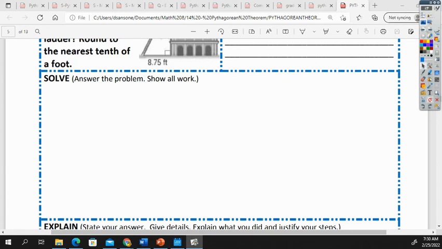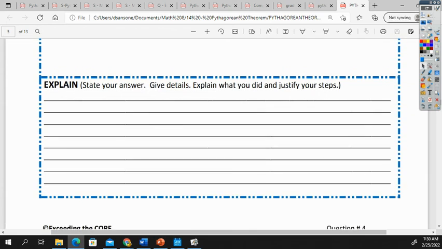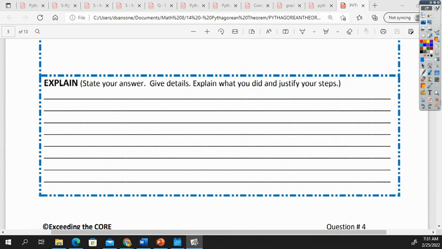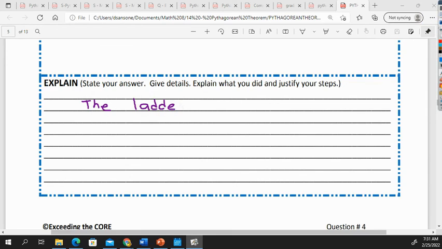So let's go down and answer or explain, and state your answer. Let's state it. We would say that the ladder is about, and I'm going to say about because I rounded. I know it's not exactly, but it is about 20 feet long. And that will be the end of our notes.